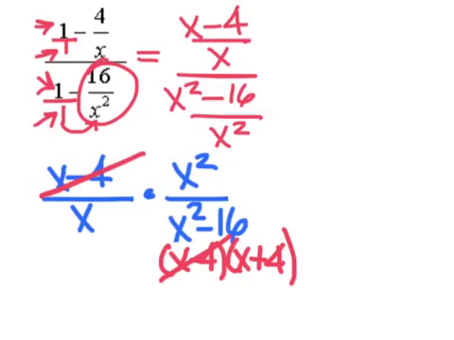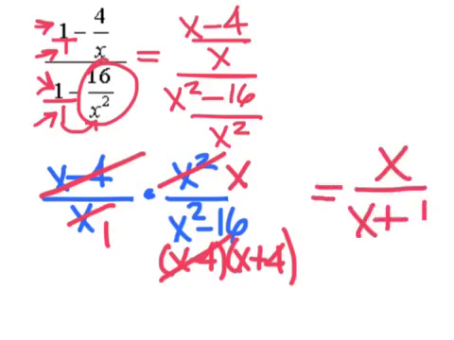But you can still cancel out somewhere else. What about x and x squared? Take an x out of that, so that's just going to be a 1, and we'll just have an x there. x over x plus 4. That's it.